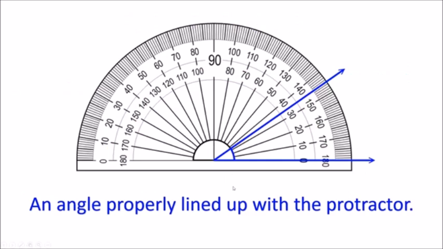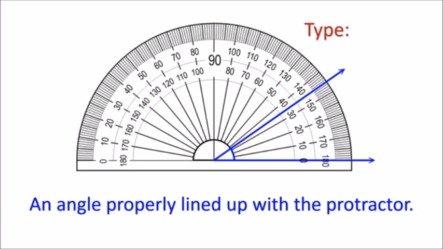Here we have an angle that is properly lined up with the protractor. You'll know the vertex is lined up here with the center right there in the middle, and one of the rays is lined up with the baseline. Now, to measure this angle to see how many degrees it is, we need to pay attention to where 0 starts with the ray. For example, here is 0, here is 180. So 0 is on this side. So we're going to be using the inner scale to measure this angle.